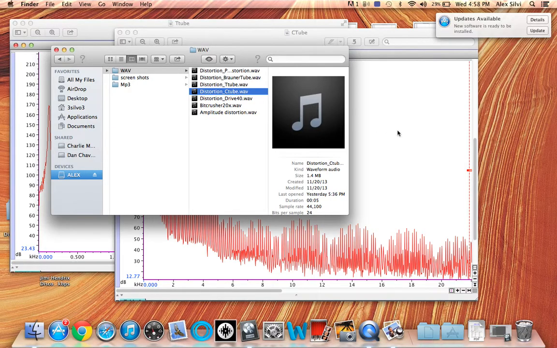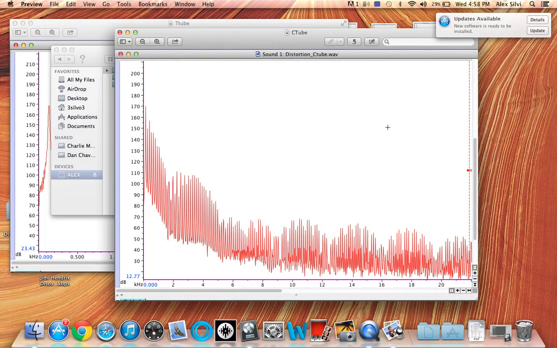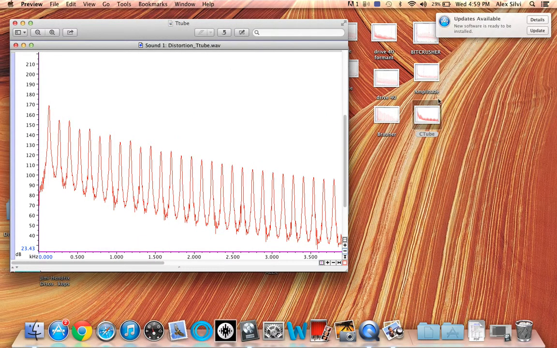And C-tube stands for classic tube distortion. That's the type of distortion that they used back when they first started adding distortion to different sounds. So that would come back to the Moog thing, right? Yep. Back to the Moog synthesizers.